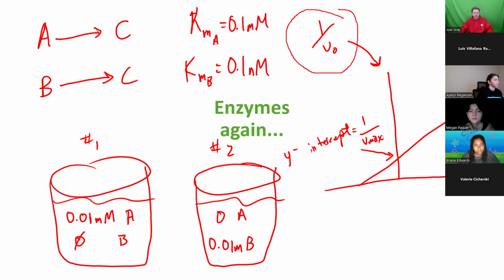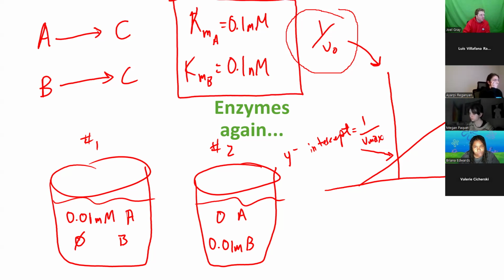What I want you to be thinking about here is what the Km is. The Km is the substrate concentration that your enzyme needs to get to half of its maximum velocity. So it's a measurement, and we have our Kms up here. Km for A is 0.1 millimolar, and Km for B is 0.1 nanomolar. So which one of them has less than its Km?